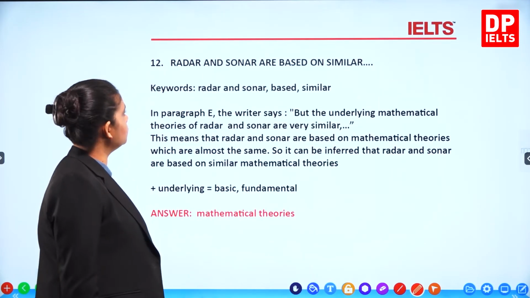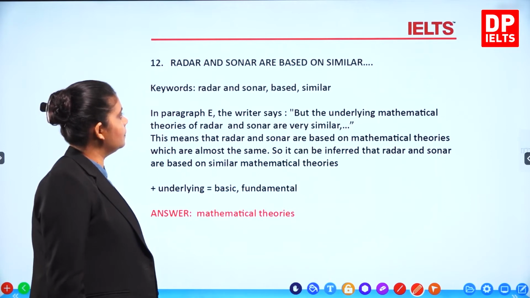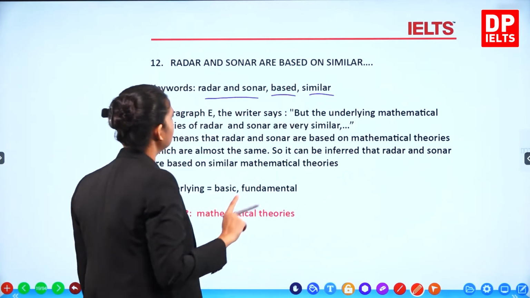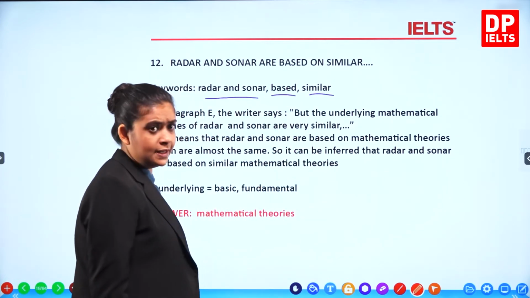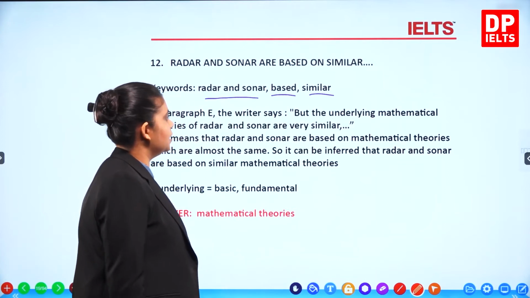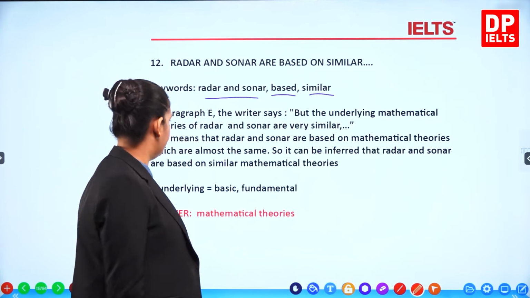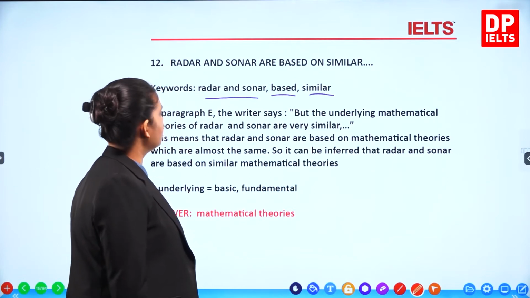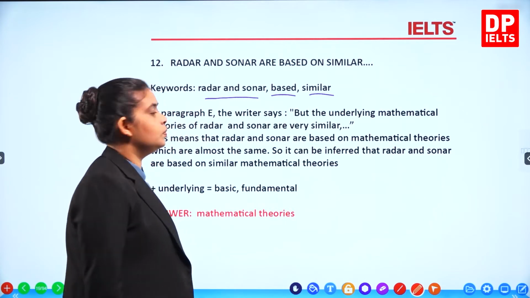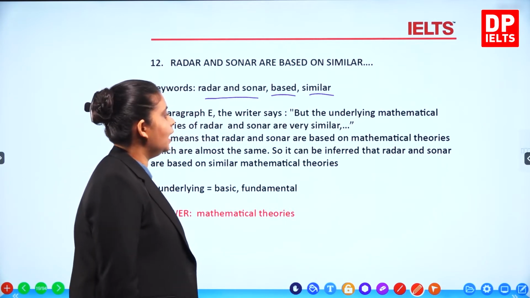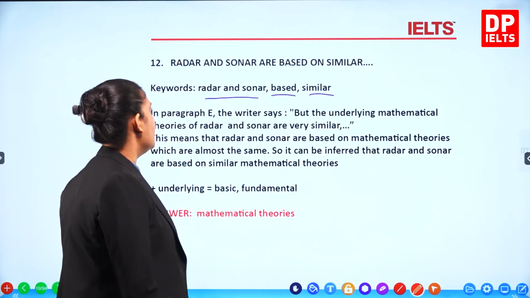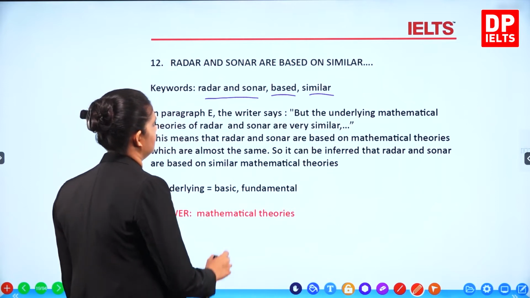Right, question number 12. Radar and sonar based on similar what? In paragraph E, the writer says, but the underlying mathematical theories of radar and sonar are very similar. This means that radar and sonar are based on mathematical theories which are almost the same. So it can be inferred that radar and sonar are based on similar mathematical theories.